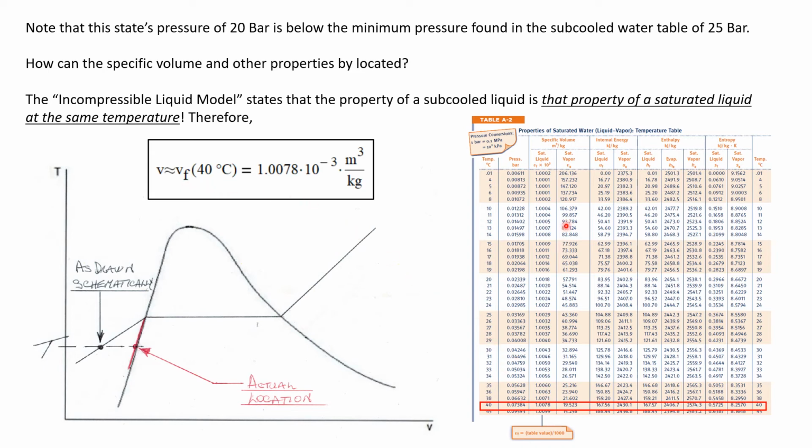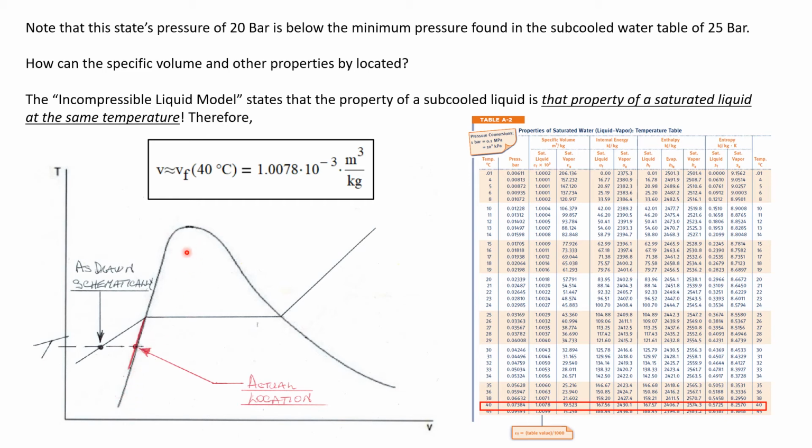And from the table, this is the saturation table at 40 degrees C, the specific volume is in this column right here, and I see that it is 1.0078 times 10 to the minus third cubic meters per kilogram. Well, how can this be accurate? If we look at our drawing, our T-v diagram, we see that the specific volume out here in this subcooled region is below that of the saturated liquid.